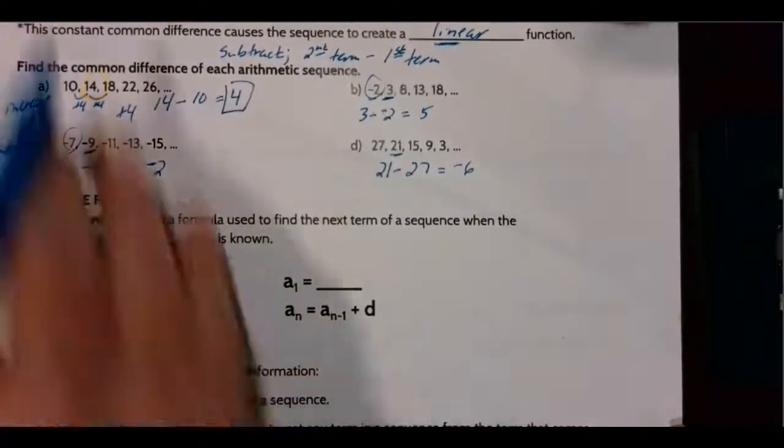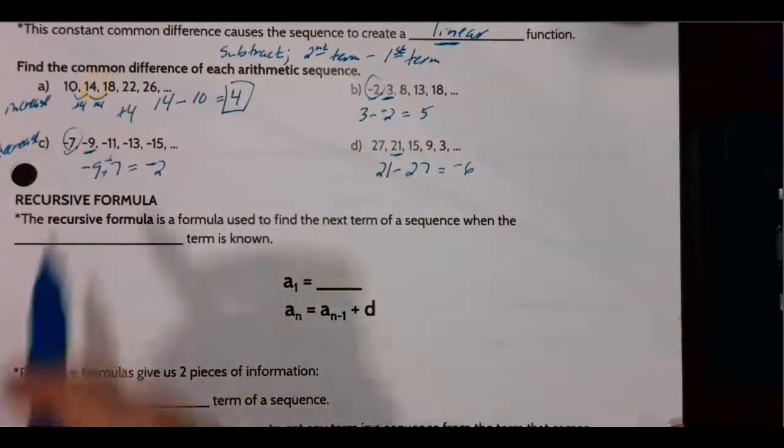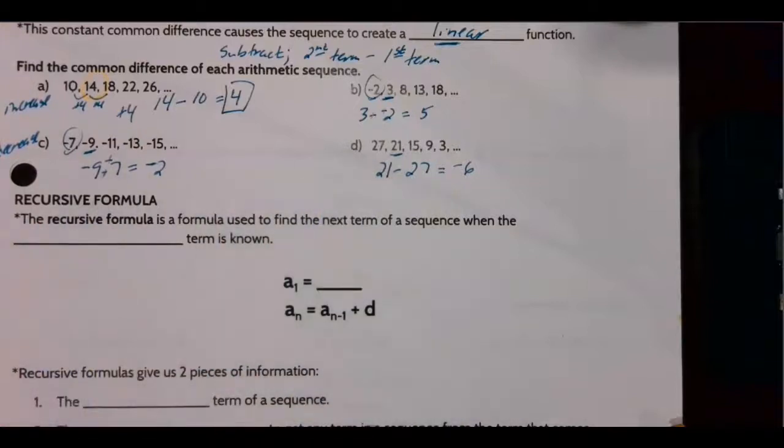Now, there are two formulas that we use in order to write sequences. We have a recursive formula, and on the back side we have explicit.